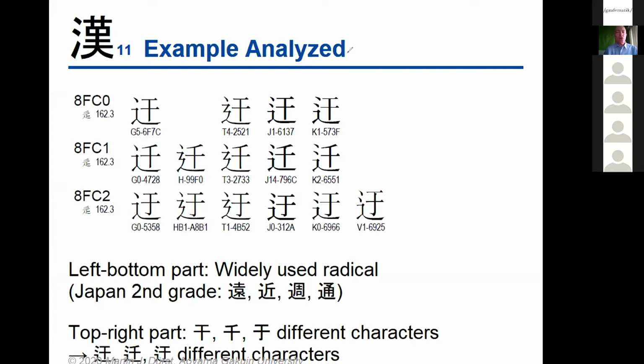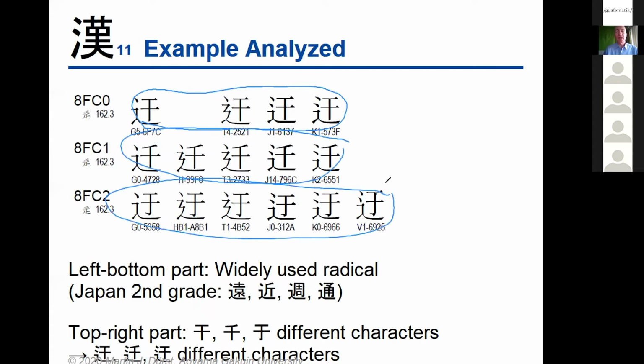Okay, so what we see here is that all these characters with a horizontal line at the top, all these glyphs, they are all the same character. And then we have another character here and another character here, and they each have their code and their reference to different codes and different national regional standards.